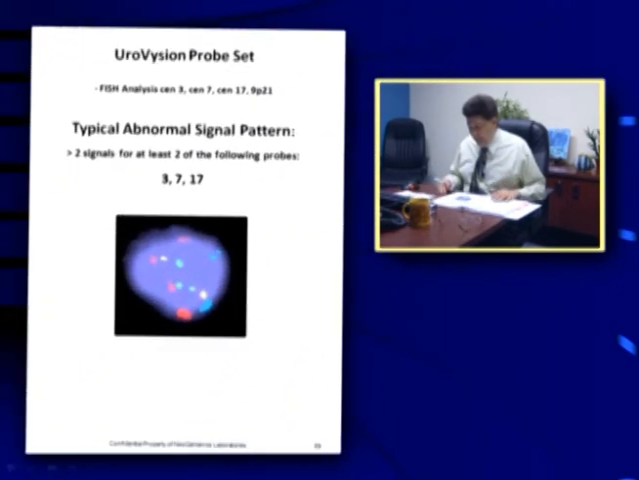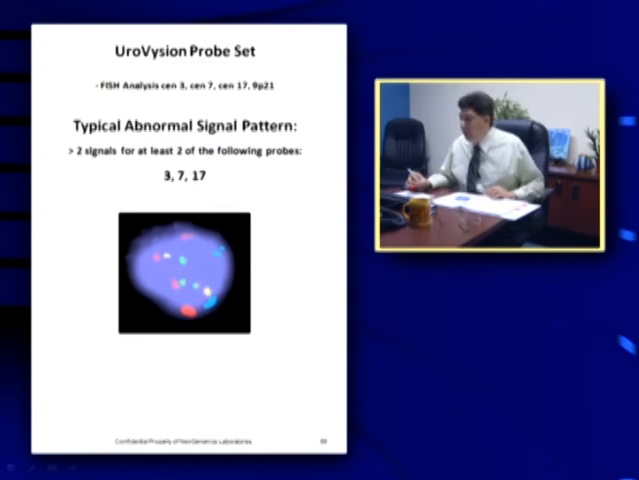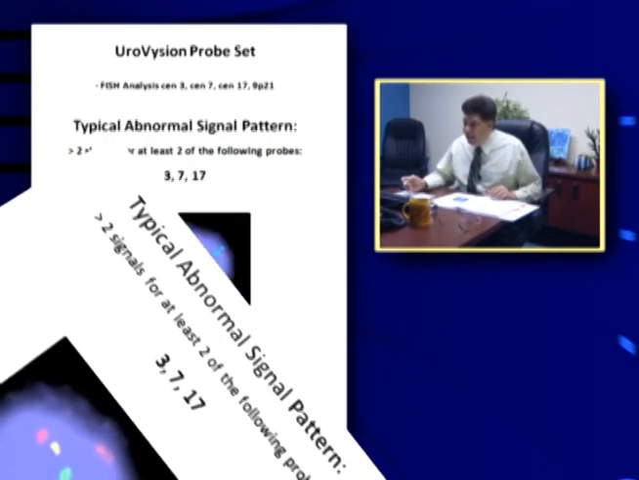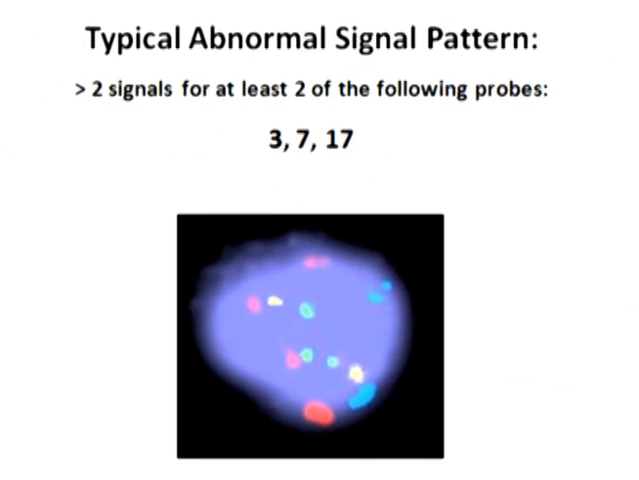If you turn to page 59, you'll see a typical example of an abnormal. 99% of your abnormals are going to be aneuploidy, greater than 2 signals or 2 copies for at least 2 of the 3 centromeres. Can I ask, how many red signals are in this interface nuclei? 4, correct. The one at 12 o'clock is a split signal, and it's not 2, it's 1. How many blue signals are in this interface nuclei? 3. Or 2. This is a tough call.